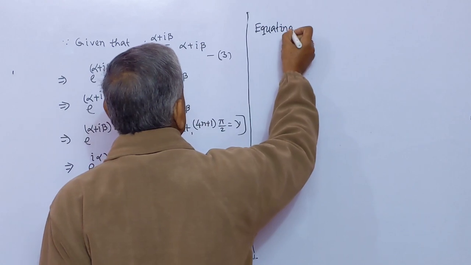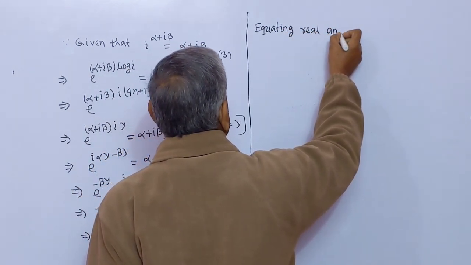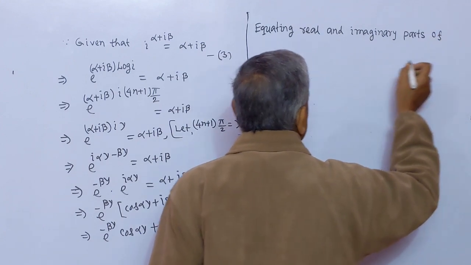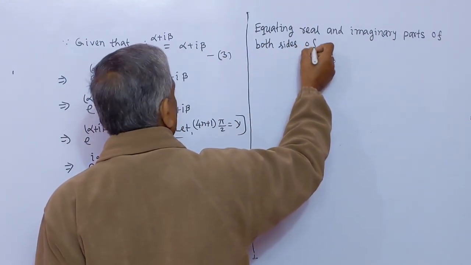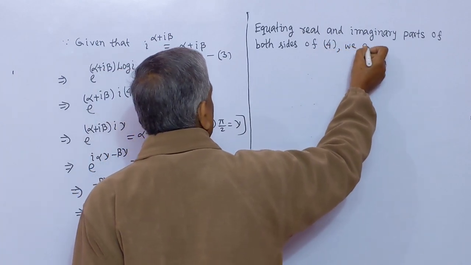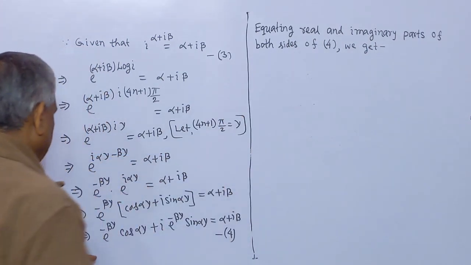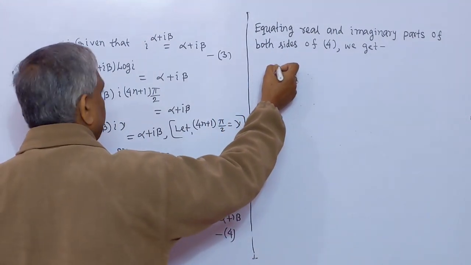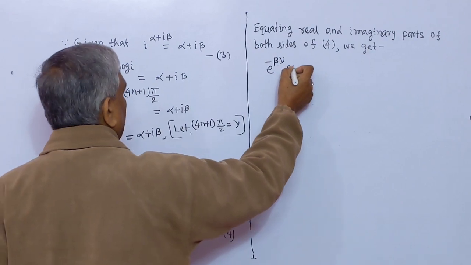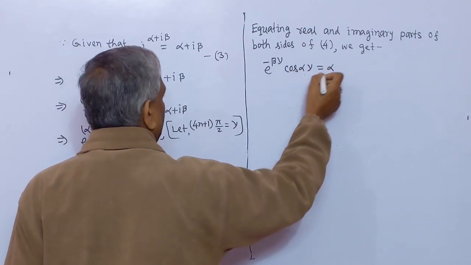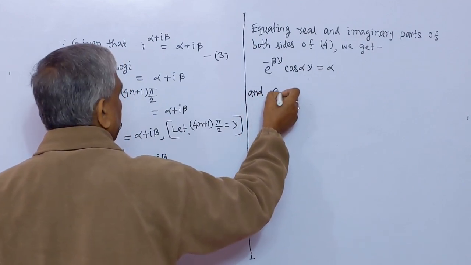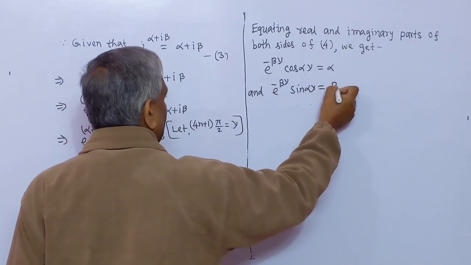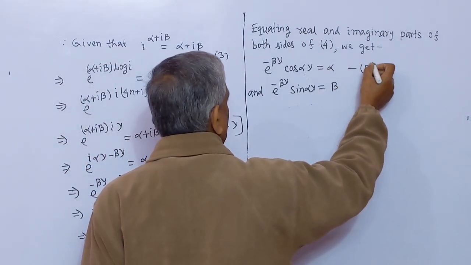Equating real and imaginary parts of both sides of 4, we get e^(−βγ) cos αγ = α and e^(−βγ) sin αγ = β. This is number 5, and this is number 6.